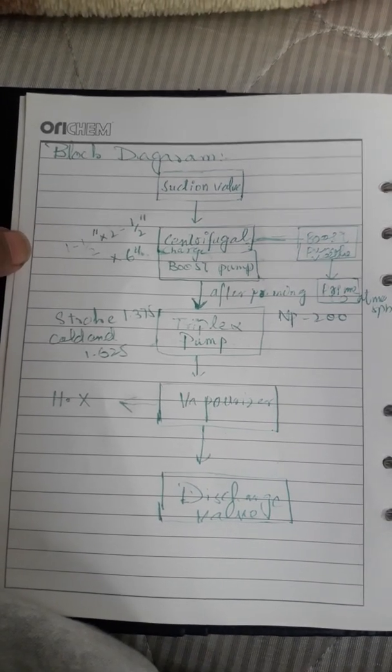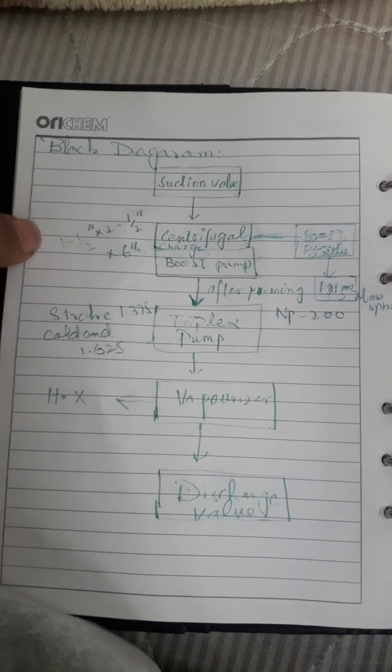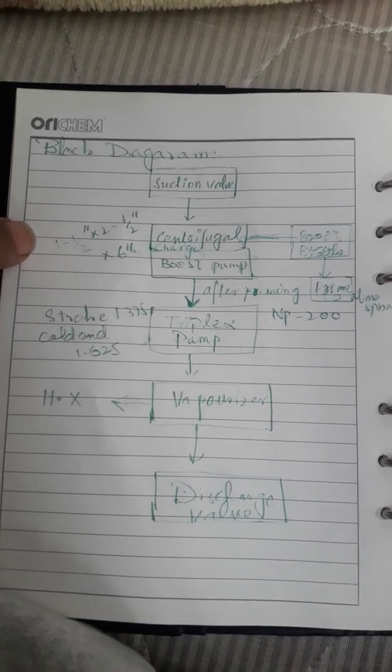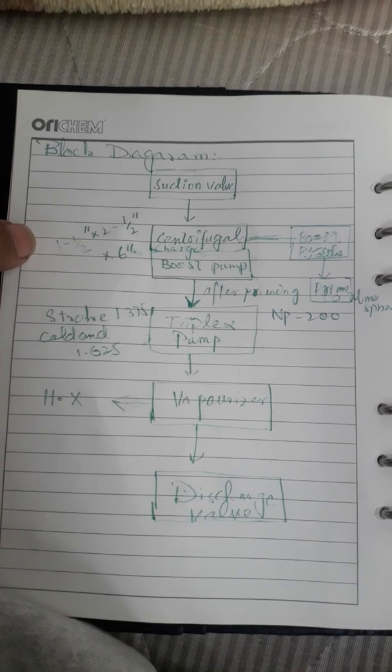In my previous video I described the nitrogen pump and tank, their P&ID and PFD process flow diagram. Now I will tell about the block diagram, which is easier to understand.